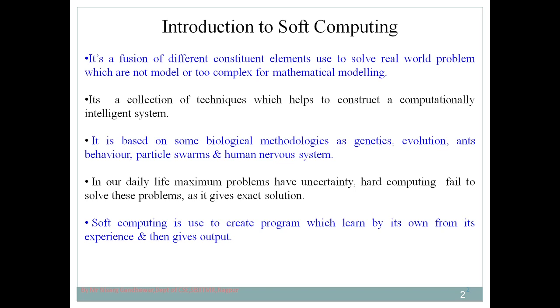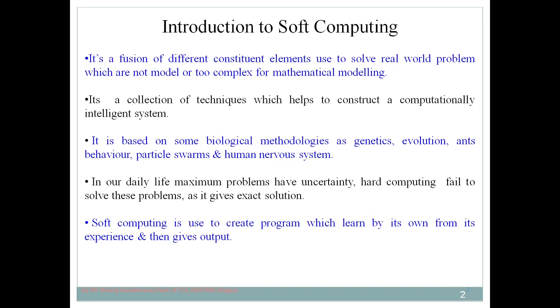Again, we can say that it's a collection of techniques which helps to construct computationally intelligent systems. Intelligence is very important. Though the meaning of intelligence may vary from person to person, if a particular entity, whether a human being or a machine, can take an appropriate decision at an appropriate time, then we can say that entity is intelligent. Our aim is to embed that intelligence into the machine so that the machine can behave just like a human being.